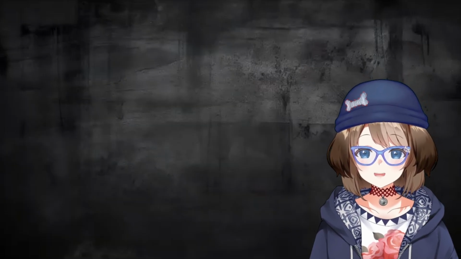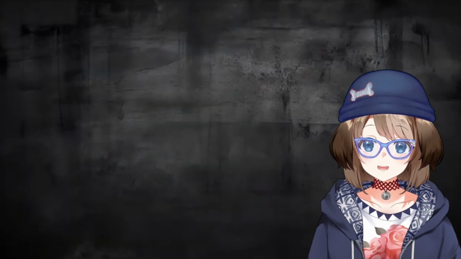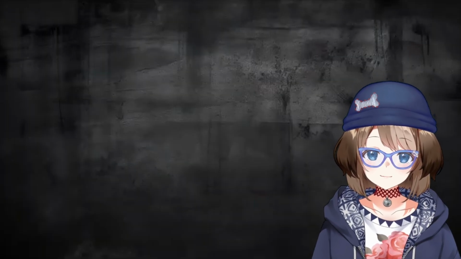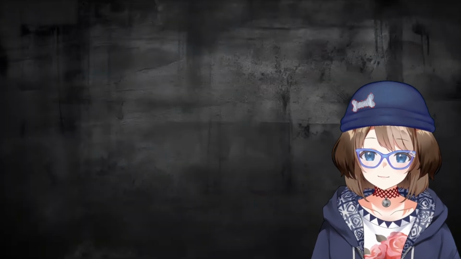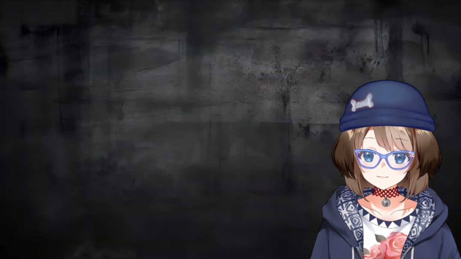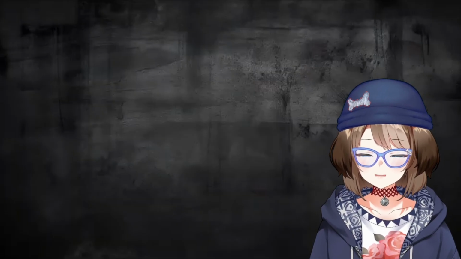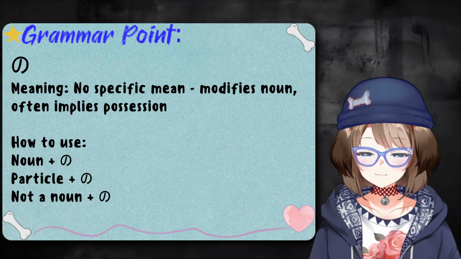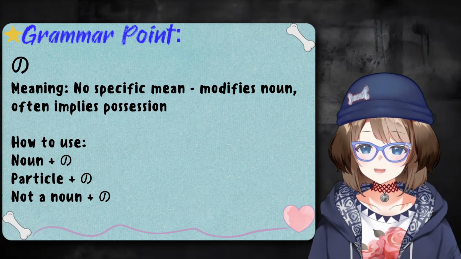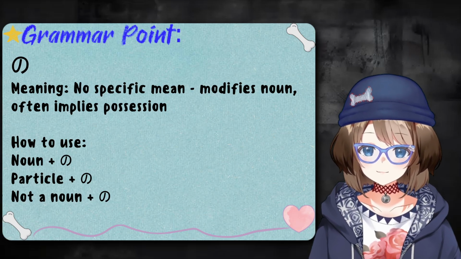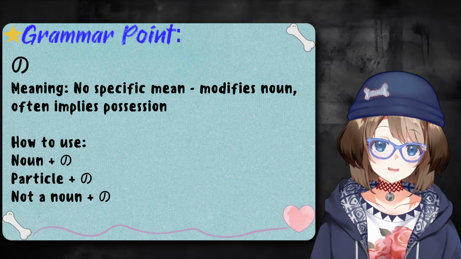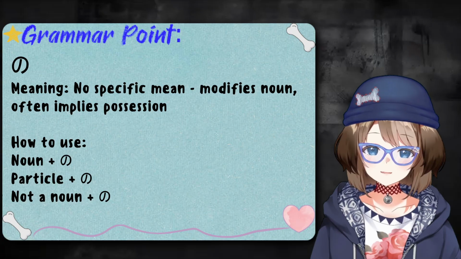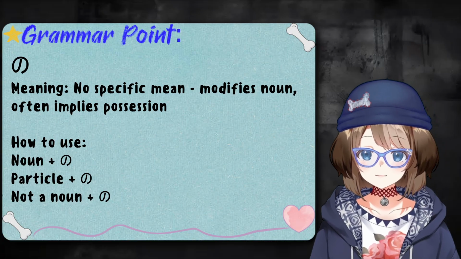Anyway, today we're going to be talking about the no particle in Japanese. This particle has a somewhat diverse set of interpretations, but actually deploying it is pretty easy for the most part. Let's look at our grammar card and get a bit more understanding. Alright, so here we see no. It doesn't really mean anything. It modifies nouns and it occasionally indicates some kind of possession, right? Like an apostrophe S, that kind of feeling.